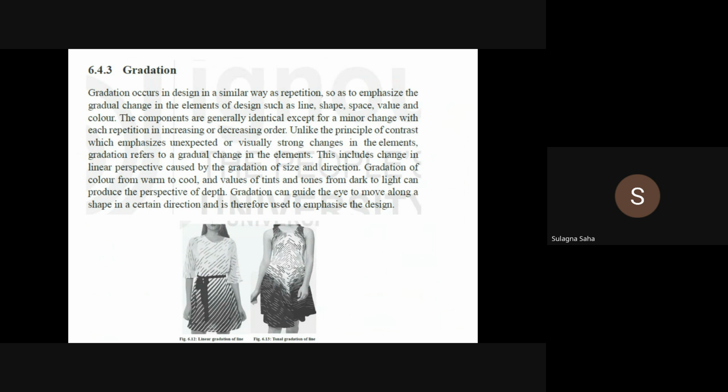Rhythm can also be achieved through gradation. So it is to emphasize the gradual change in the elements of design, which can be line, shape, or space. So the components inherently remain the same, but there are certain changes in an increasing or decreasing order. The idea is to emphasize the unexpected or visually strong changes in elements. Gradation refers to the gradual change in elements.